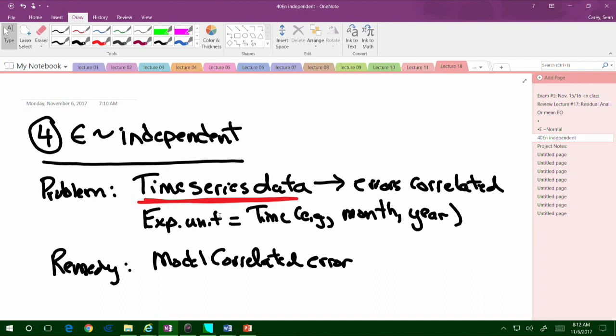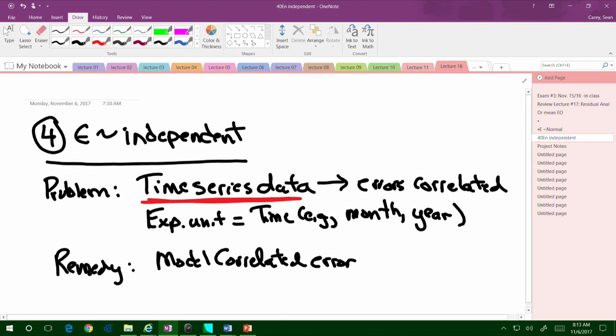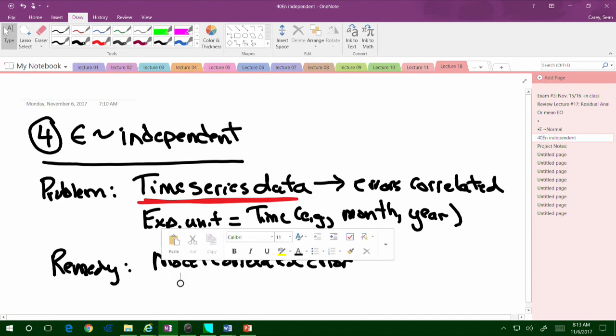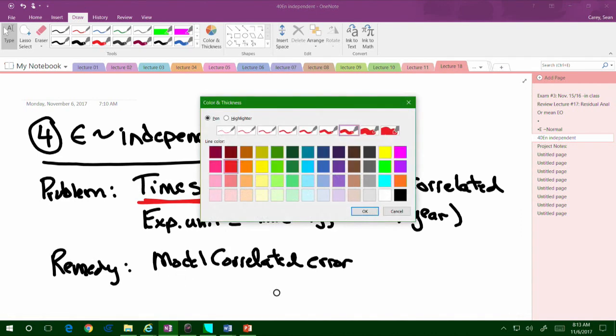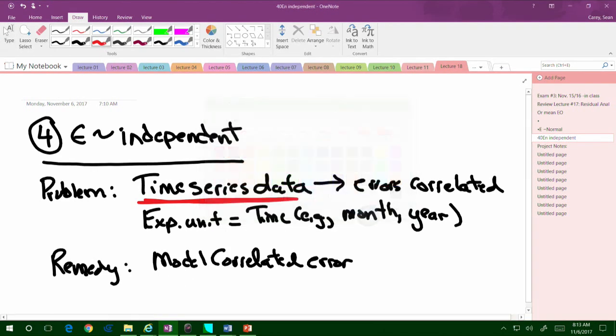And if it is, then you are likely to be violating this assumption. So you just tell me about it, and then I might ask you, well, how would you fix the problem? And the way you fix it, and I didn't give you details on this, is to actually model the error term. So not only do you model the deterministic component, but you actually model the correlated error, recognize that it exists, and you've got to account for it.